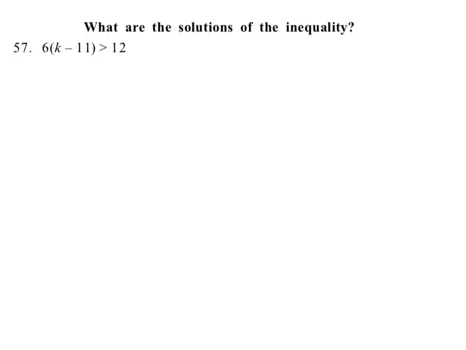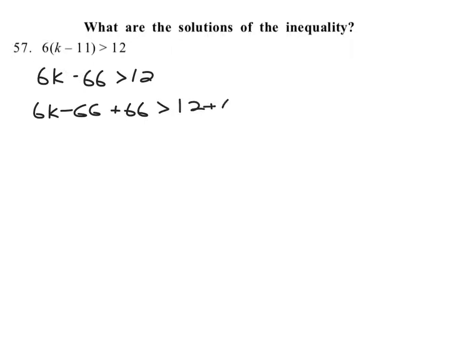Okay, what are the solutions? Well, we need to just distribute through, and we need to solve this. Okay, 6 times k, 6k. 6 times negative 11, negative 66, greater than 12. And now we've got to add that amount to both sides because we're isolating k.